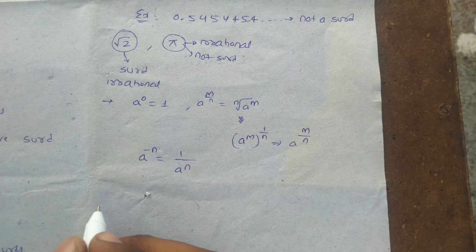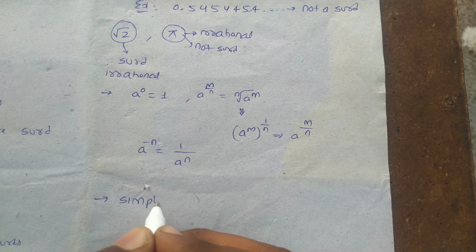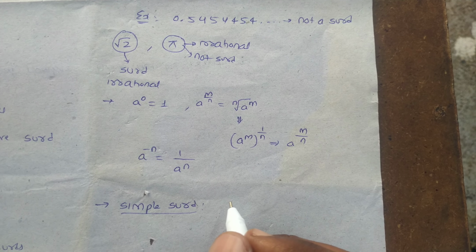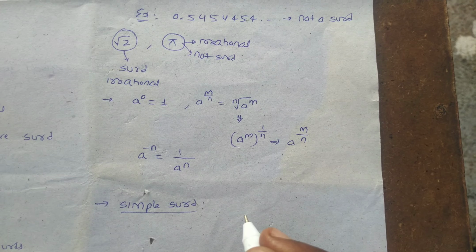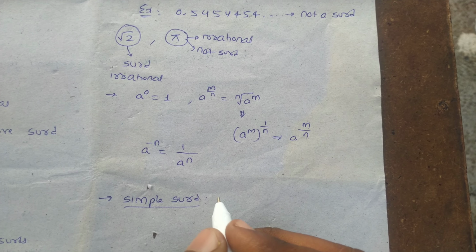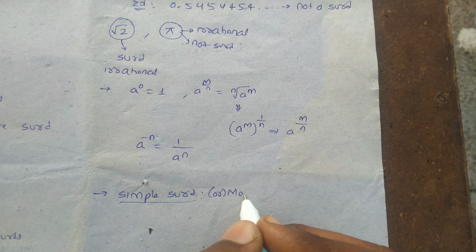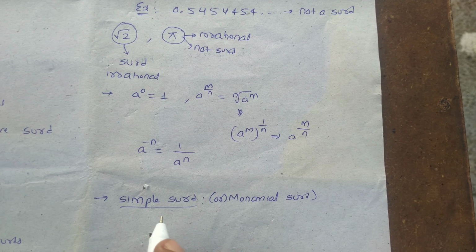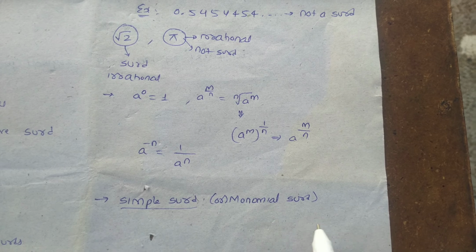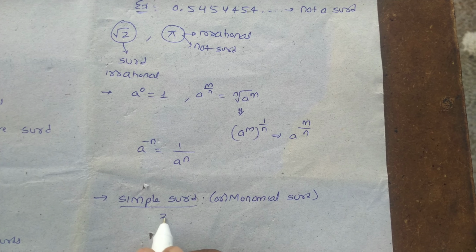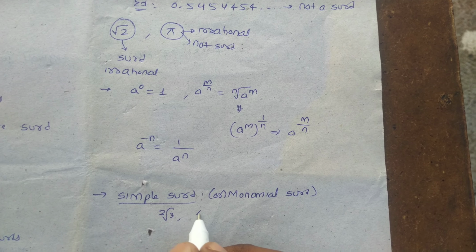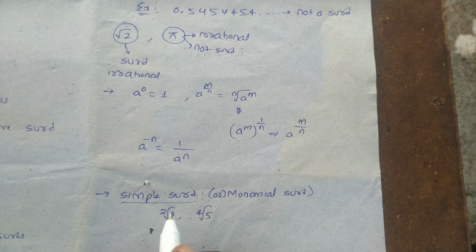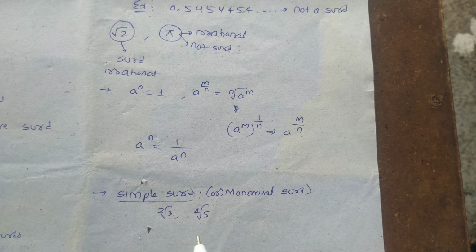Simple surd. Simple surd means what? A surd which consists of a single term is called a simple or monomial surd. We call this monomial also. What is the meaning of that? Only one term it should contain, like 2 root 3, or 4th root 5. Only one term. If one term is there, then it is called a simple surd.